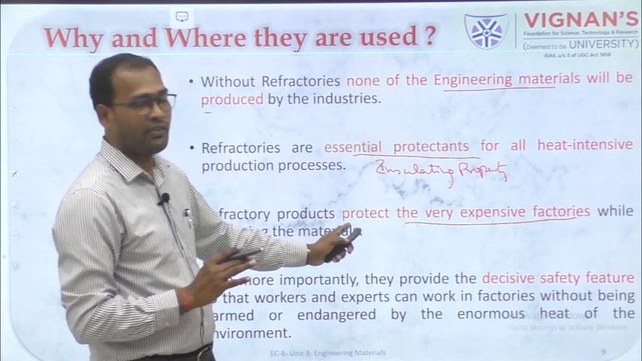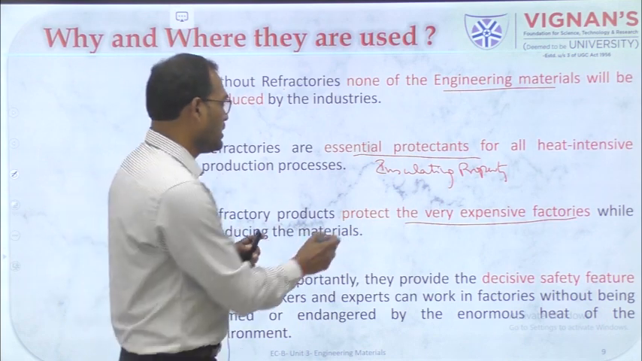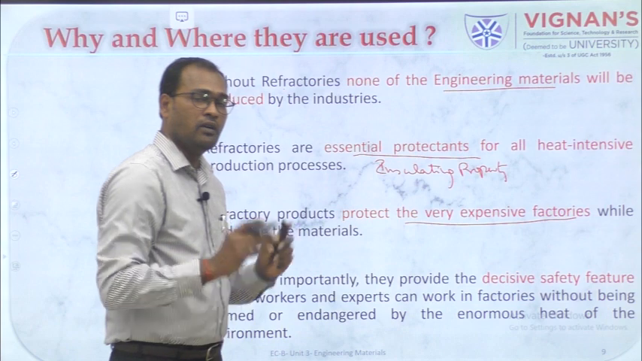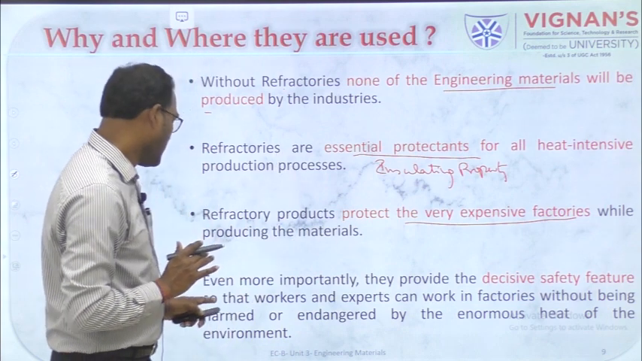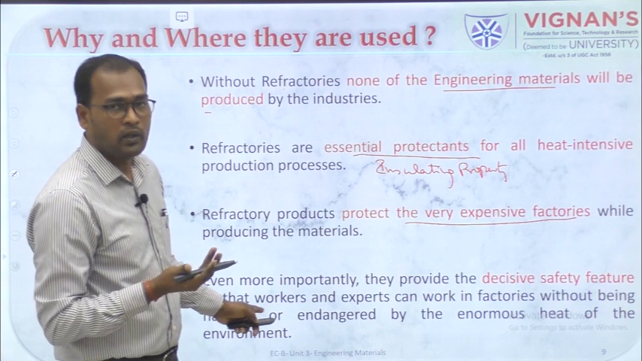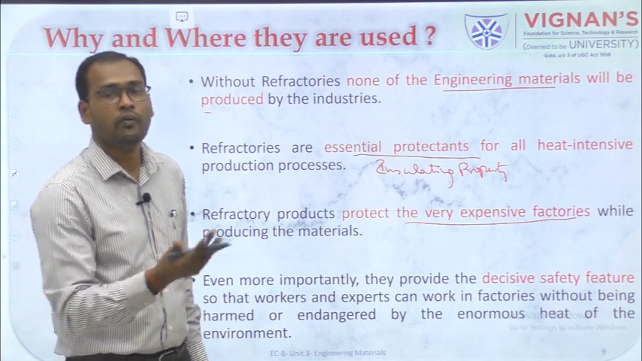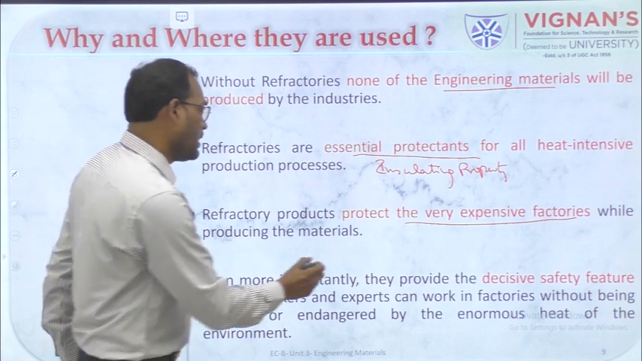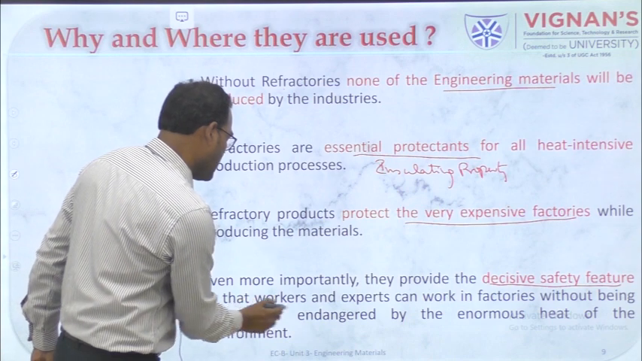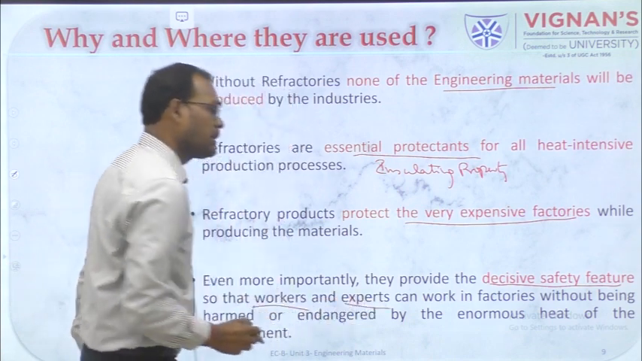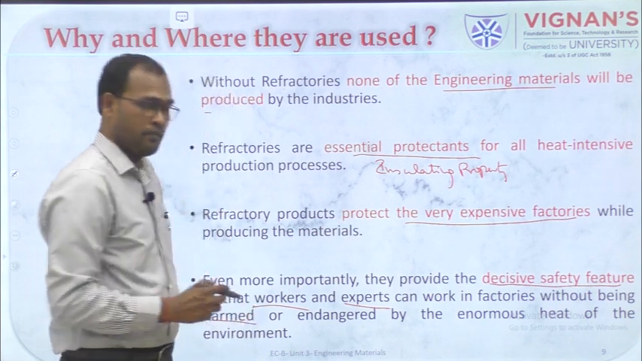So if these refractories are used, they can save those materials and they can save the very expensive ovens or furnaces, right. That is fourth. Third, and more than that, it is safety for the humans who work in these factories. So they are decisive safety features so that workers and experts can work in the factory without being harmed, right.